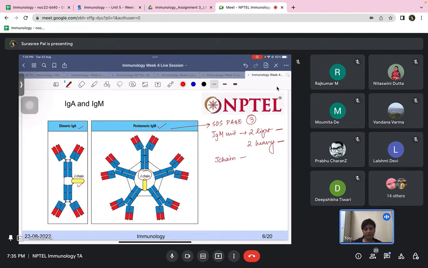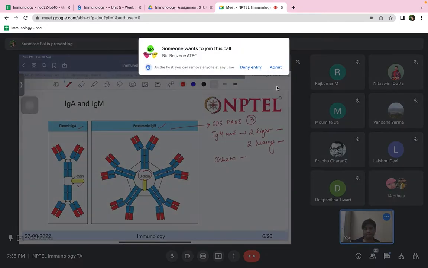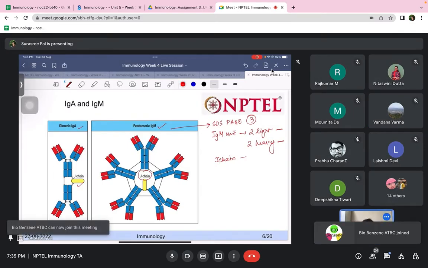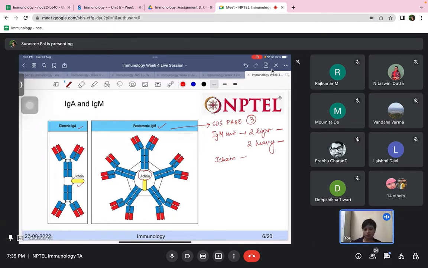Can you tell me how many bands will be generated if we run the dimeric IgA in SDS page? In 3 chains. Yes. So if we run this IgA also, it will also generate 3 bands in SDS page. Can you tell me how many bands will be generated if we run this in native page? Single band. Yes, single band.